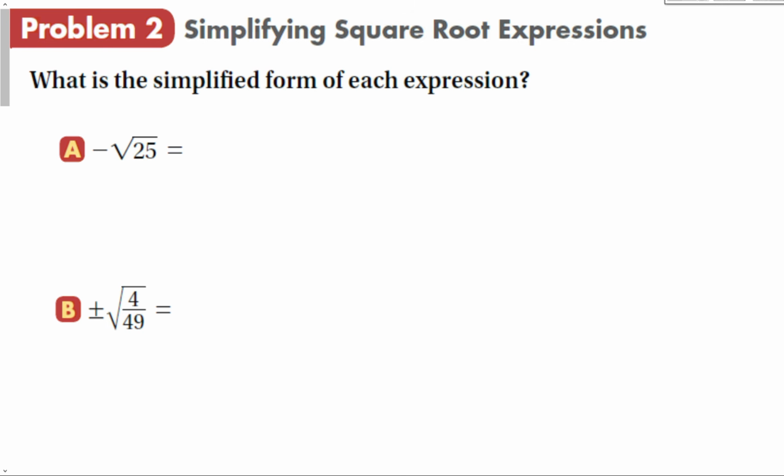So, first one, negative square root of 25. That means we are going to take the square root of 25, which is 5, and make it negative. And this works because negative 5 times negative 5 is positive 25.